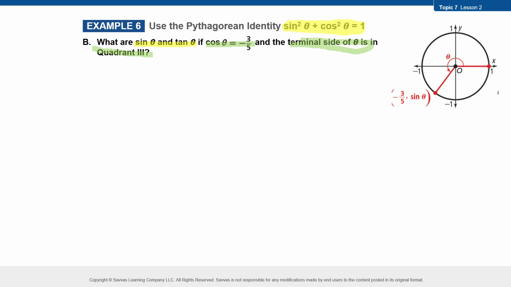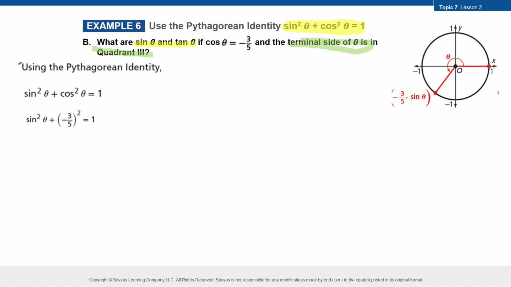So to do a problem like this, first and foremost, you're going to treat this problem like it's a Pythagorean theorem. So go back and remember how you did things with the Pythagorean theorem. Now you're going to use the Pythagorean identity. So what's given here is cosine of negative 3/5. So sine squared plus negative 3/5, substituted for cosine, squared, equals 1.